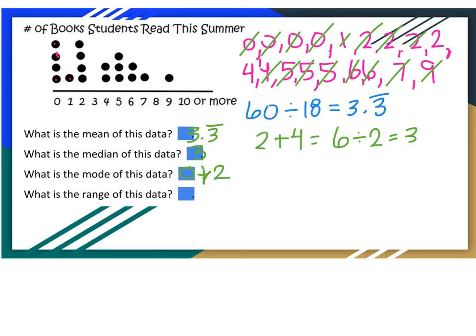Finally, remember, range. For range, we are going to take the biggest number and subtract the smallest number. Remember, it's not how many dots though, it's what number the dot is representing. So kind of back to our pink numbers we wrote up above. So our biggest number was 9. 9 books was the most that someone read. The least number of books that were read were 0 books. So 9 minus 0 gives me 9. So our range is 9.